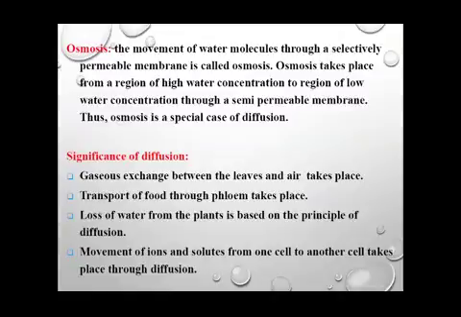Now comes the water molecules. How is the movement of the water molecules regulated? The movement of water molecules is done through the selectively permeable membrane by the process of osmosis. For other substances, the process was diffusion. In the case of water, the process is known as osmosis.